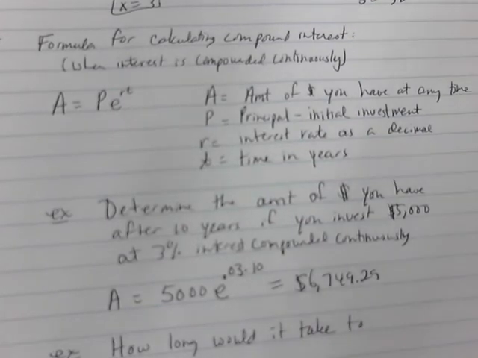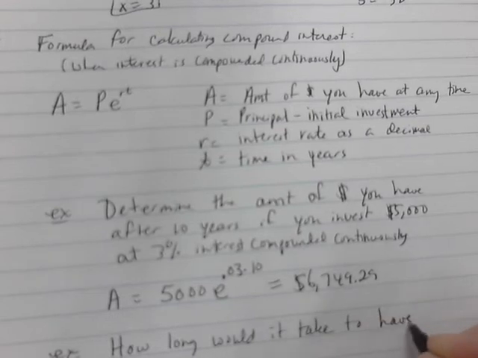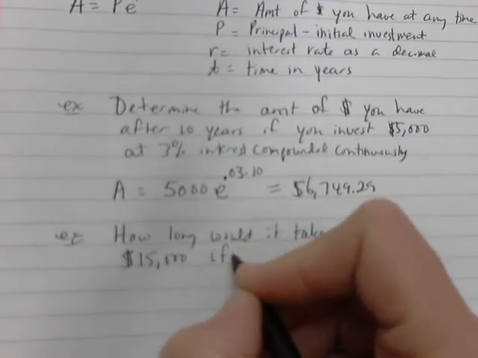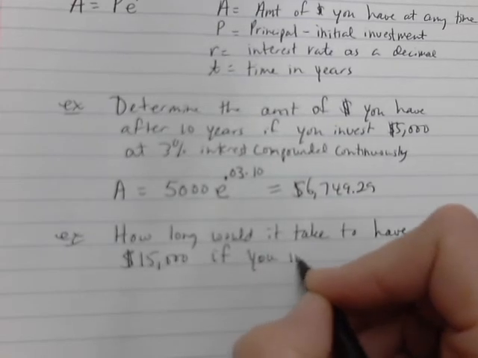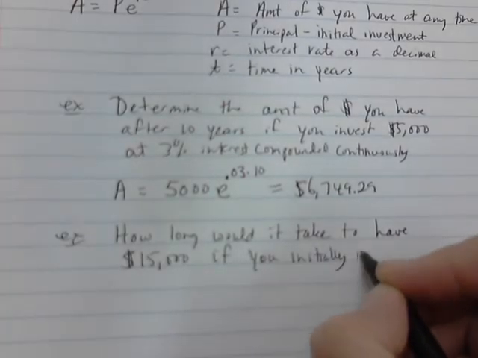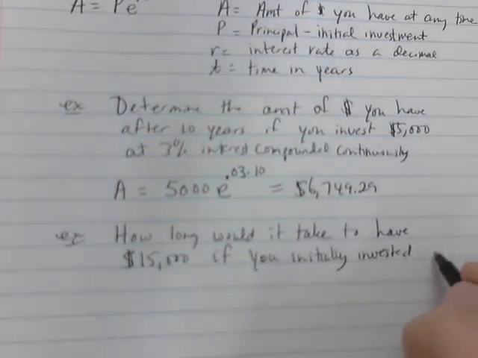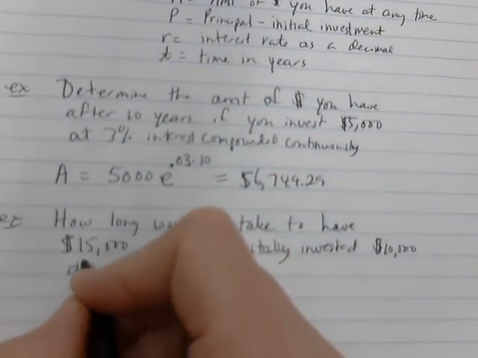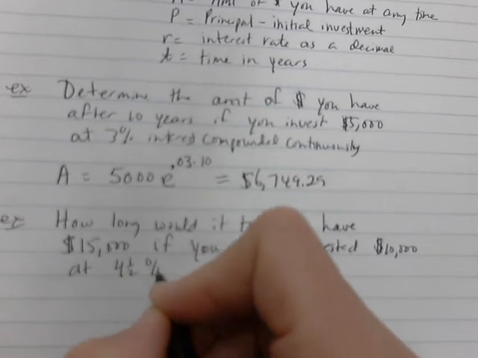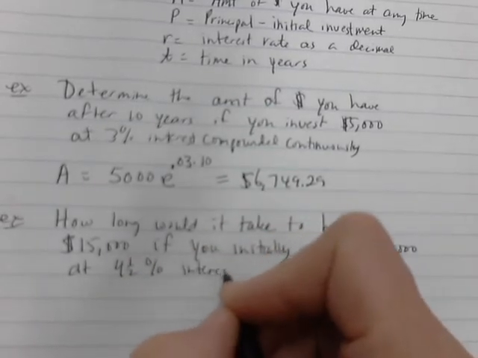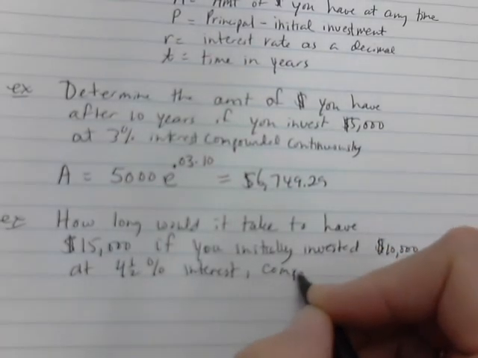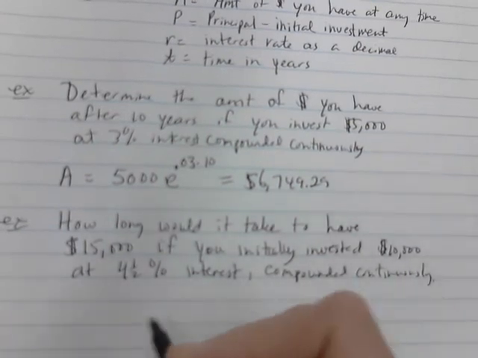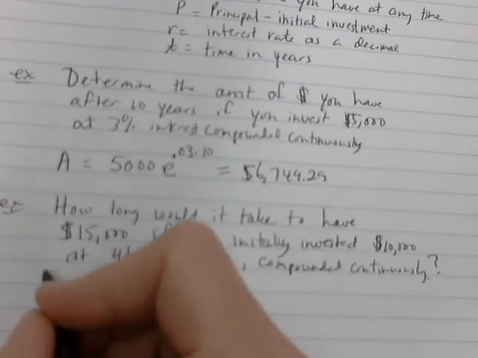So let's say we are asked how long would it take to get $15,000 if you initially invested $10,000 at 4.5% interest, and that's compounded continuously?